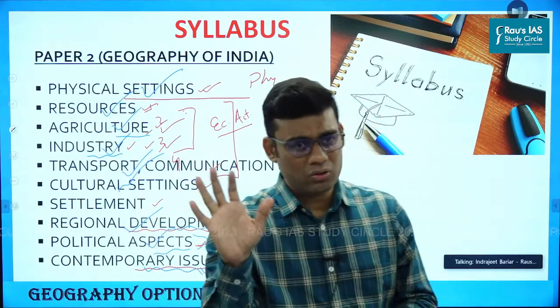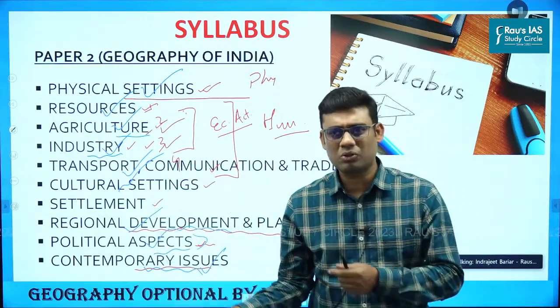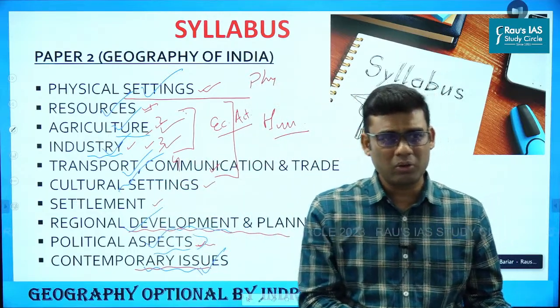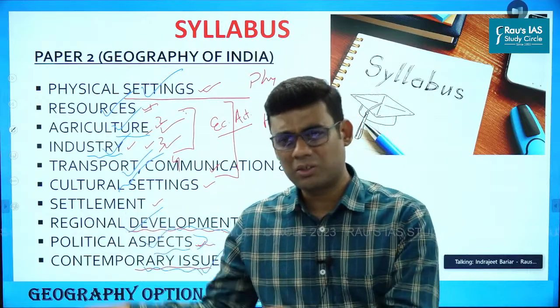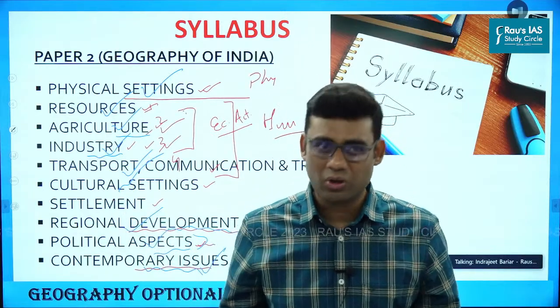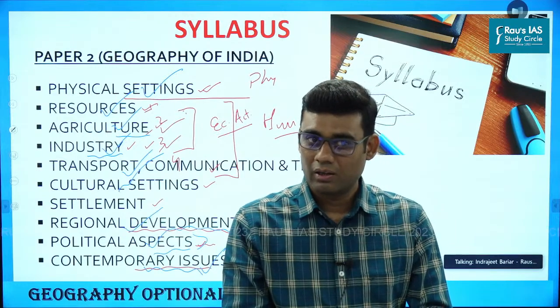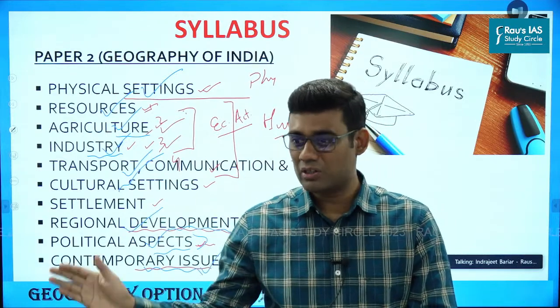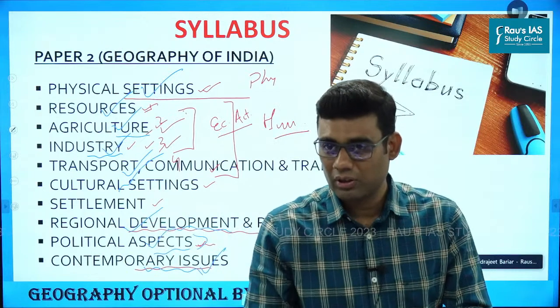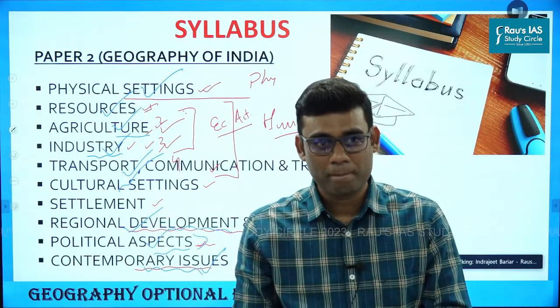From the face value, geography looks like you have to memorize this, you have to memorize rivers, you have to memorize this tributary, which is nothing conceptual, all rote memorization. But no, absolutely not. In GS, they can ask you this river is a tributary of that river. In optional, they are not going to ask you.